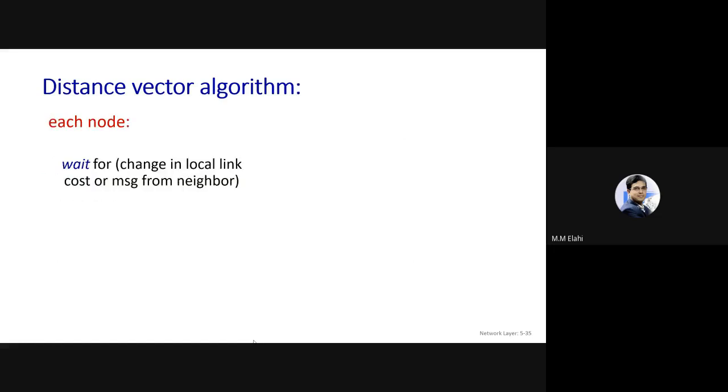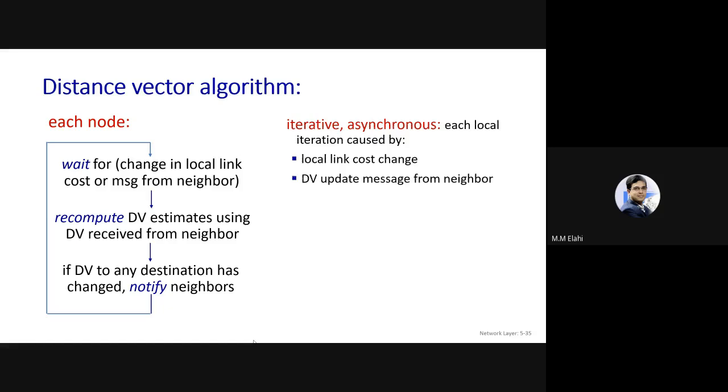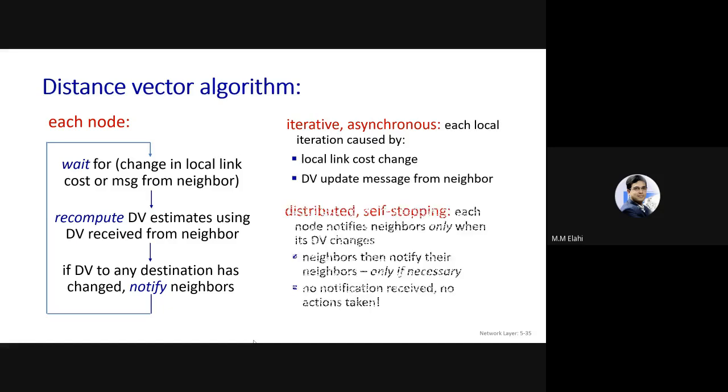And then we have also covered that this cycle will continue until there is no more update in the table. So it's an iterative and asynchronous protocol, and also it's distributed and self-stopping. Self-stopping in the sense that if there is no more update, then a node will not send anything to the neighbors. That means it will automatically know when to stop when there is no more update.